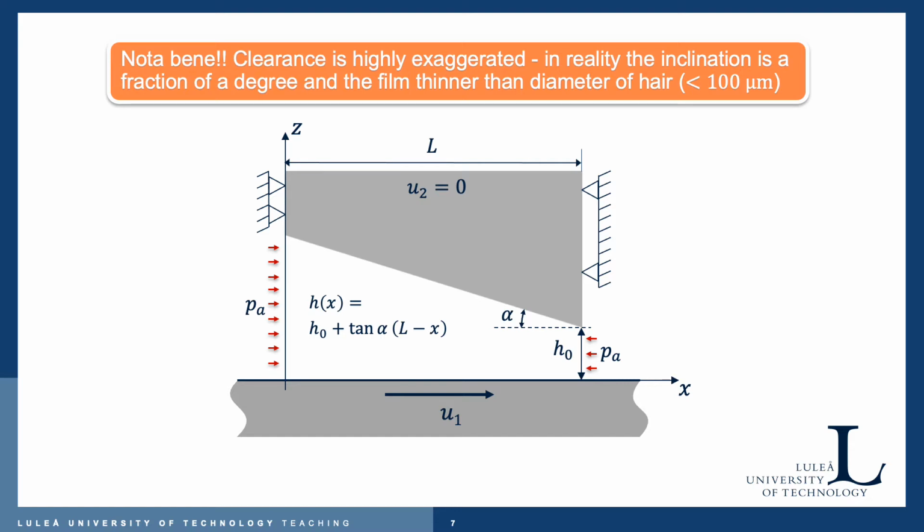Notice that the clearance here has been extremely exaggerated, and the factor between the z and the x-axis is typically 1 to 100 or 1 to 1000. So in reality, the inclination is only a fraction of a degree, and the film is typically thinner than the diameter of a hair, less than 100 micrometer thick at the trailing edge, but not so much more than at the leading edge because of the very small inclination.